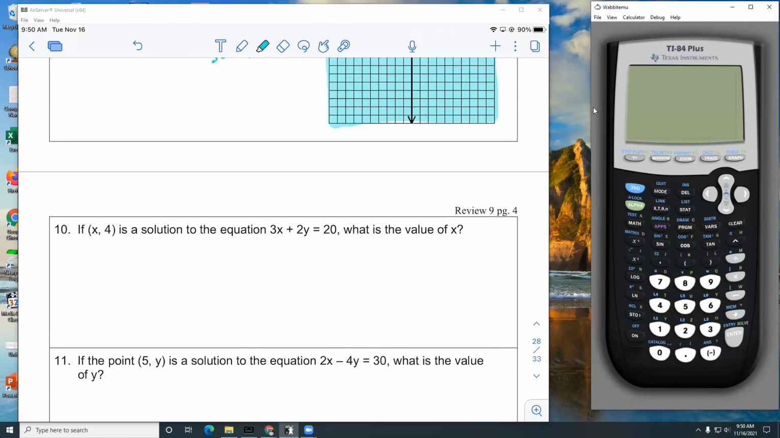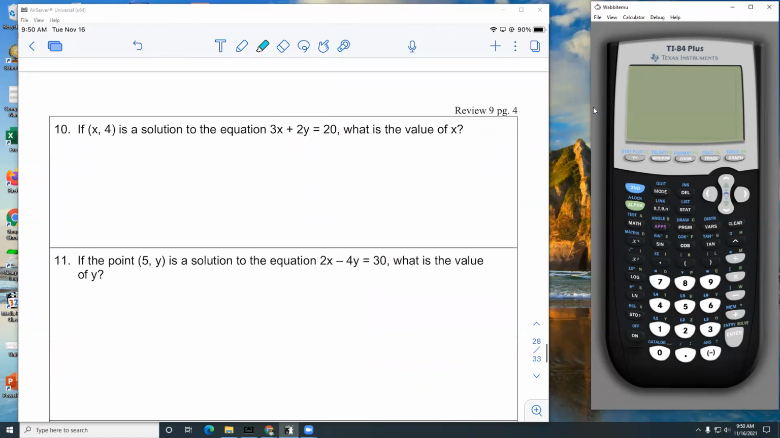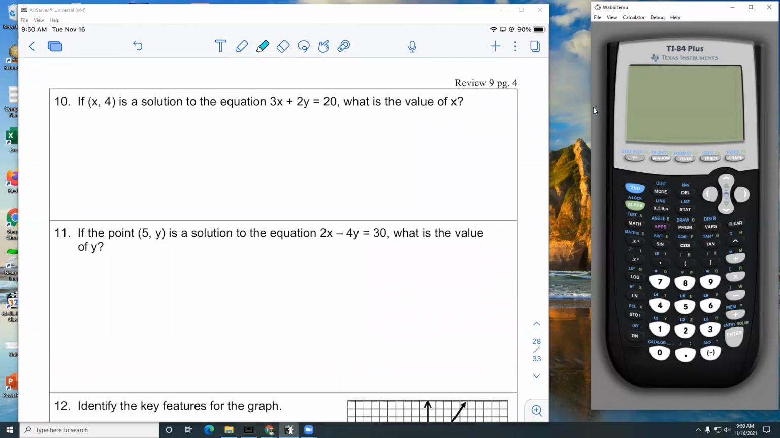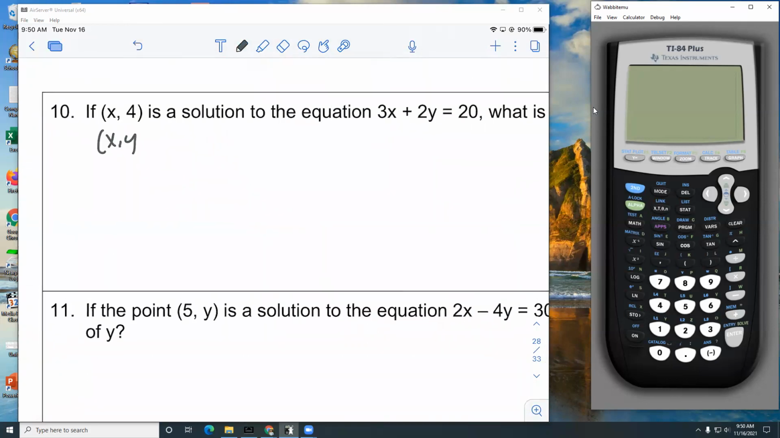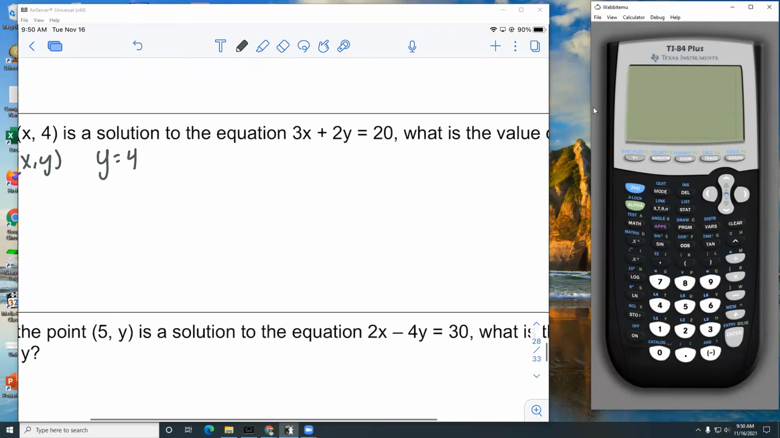All right, this says, if (x, 4) is a solution to the equation 3x plus 2y equals 20, what is the value of x? So again, guys, whenever they give you a point, usually this is the point x comma y. Now, they already tell me that y equals 4, but they don't tell me what x is. That's what I'm trying to figure out. So I'm going to take this value that they give me for y, and I'm going to plug it into my equation. Let's see what happens.